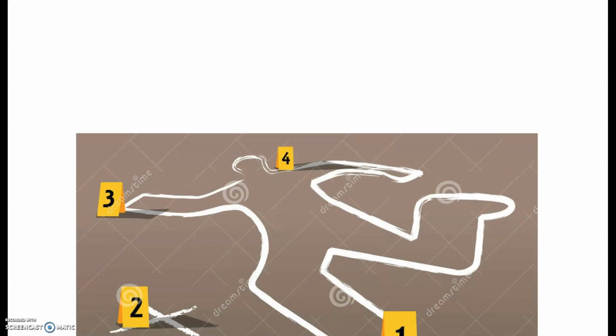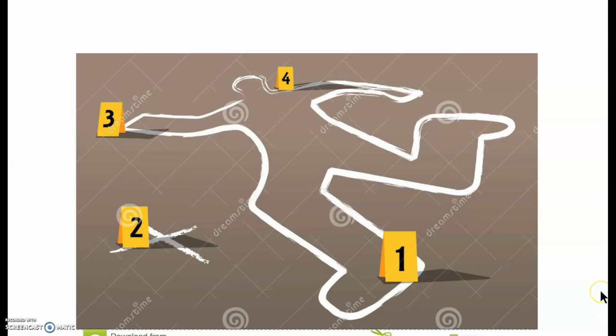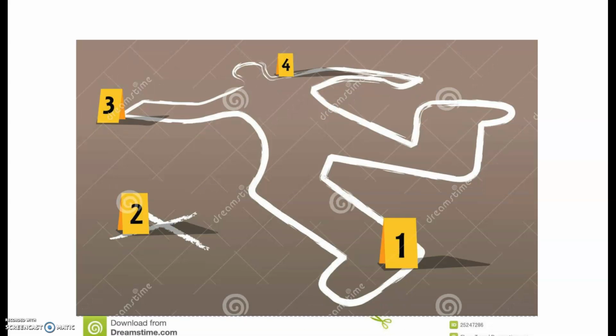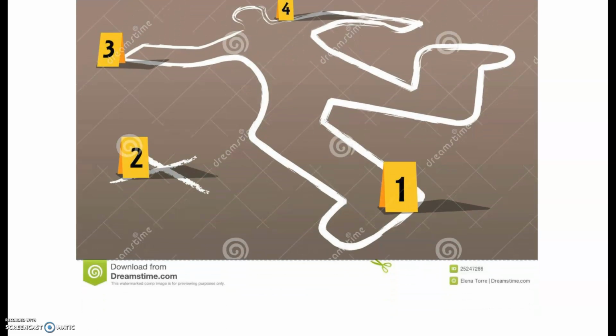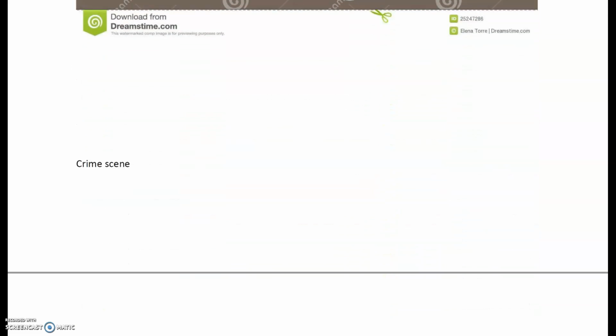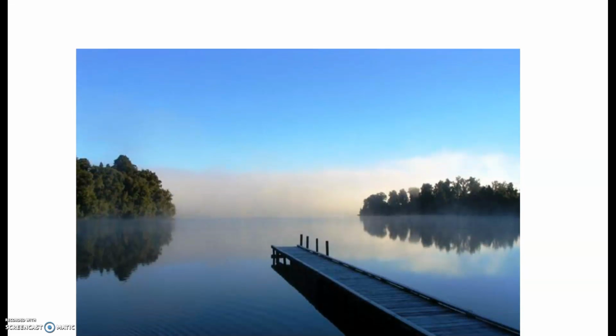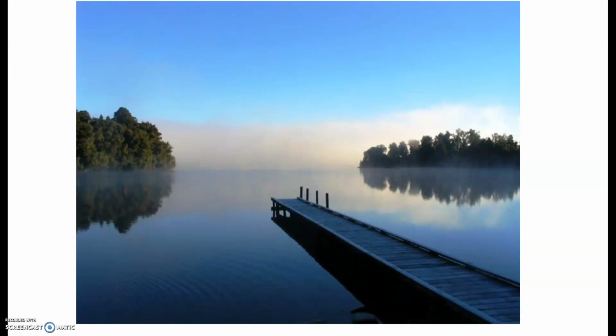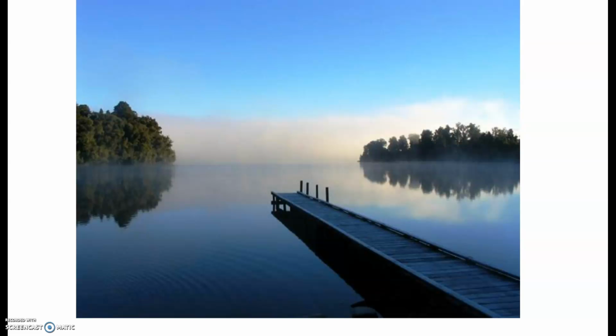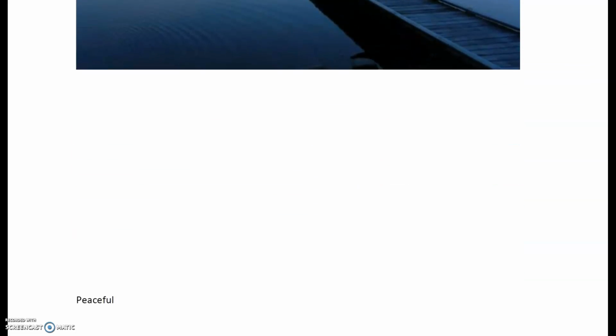What about this? How do you read this? What has happened here? For those of you who said that a crime has taken place, a murder, you are correct, but how do you know? How do we know this? Well, the chalk outline is outlining a body, and then the numbers are indicating pieces of evidence at the scene, right? It's a crime scene. You are reading it nonetheless. Think about how many times we read nature, our surroundings. What is your reading of this? Well, if you said peaceful or calm, I think you're on the right track.